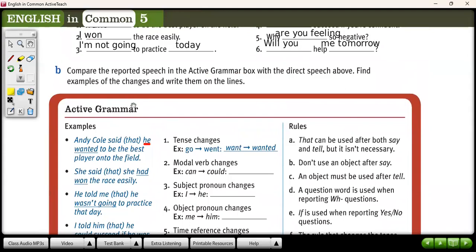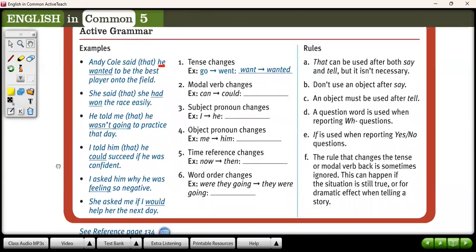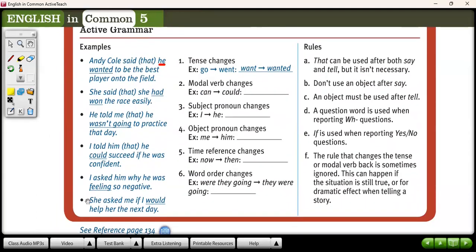Now, another question. In the future, will you help me tomorrow? Again, it's a question, so I'm going to use asked. She asked me. It's a yes or no question. So instead of the question word, I'm going to use if or whether. I would help her the next day. So when reporting statements in the simple future, we use would instead of will. Again, tomorrow is changed to the next day.